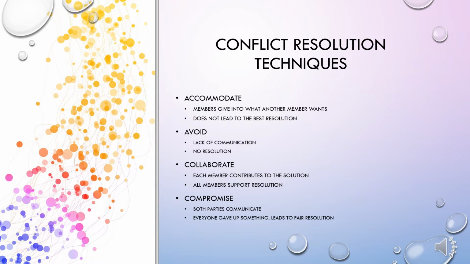So the first method that we have is to accommodate them. So this would be the other members of the group giving in to what another member of the group wants. And that's not necessarily the best option, because it leaves room for a lot of error, it leaves room for a lot of mistakes to happen, and it might not necessarily fix the problem or resolve the conflict.